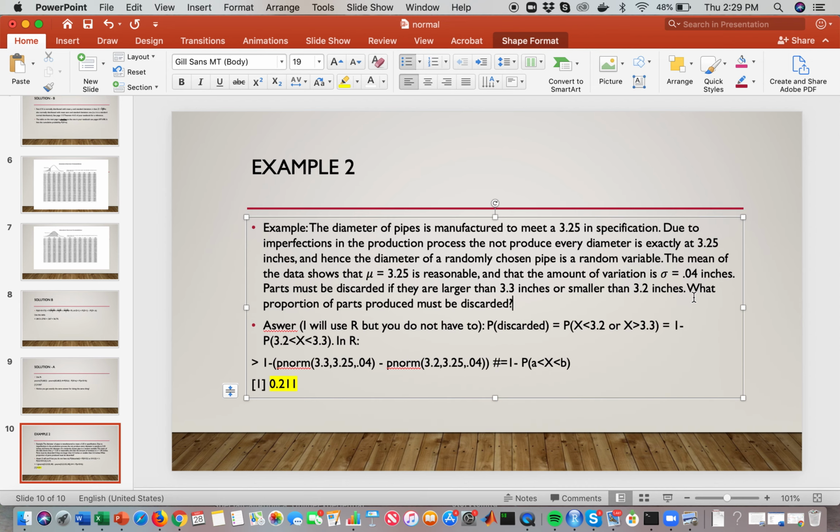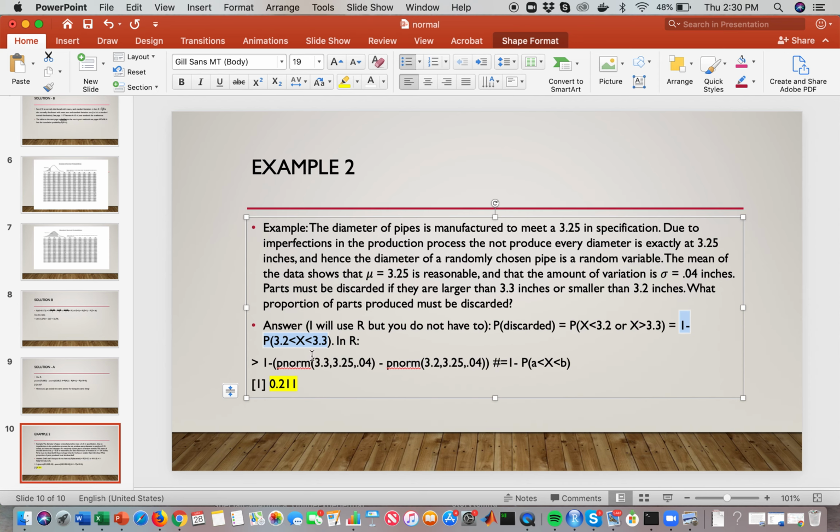Okay. So we're going to use a normal distribution here. And we're going to use the normal distribution because the majority of parts produced meet specification, and you check that with a histogram. Okay. So we'll use R to answer this question. And notice I'm being asked to calculate the probability discarded. It's discarded if it's less than 3.2 or greater than 3.3. If I do the complement rule, that's 1 minus the probability x is between 3.2 and 3.3.